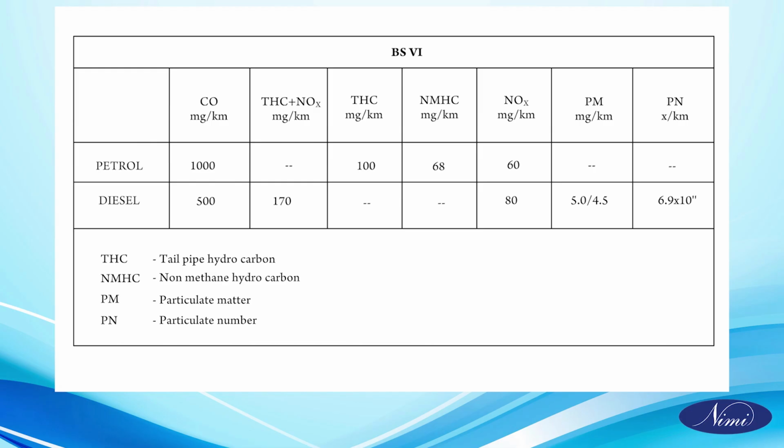Diesel NMHC milligram per kilometer. Diesel NOx milligram per kilometer 80. Diesel PM milligram per kilometer 5.0, 4.5. Diesel PN per kilometer 6.9 into 10 to the power. THC: tailpipe hydrocarbon. NMHC: non-methane hydrocarbon. PM: particulate matter. PN: particulate number.